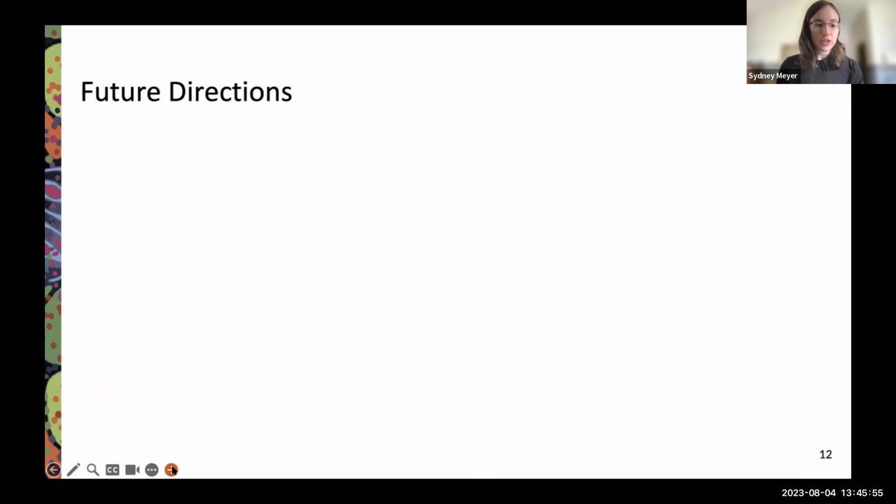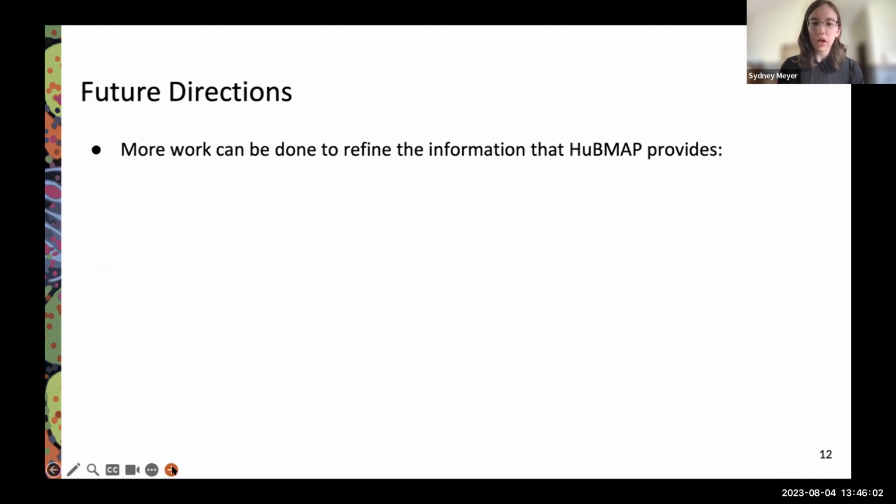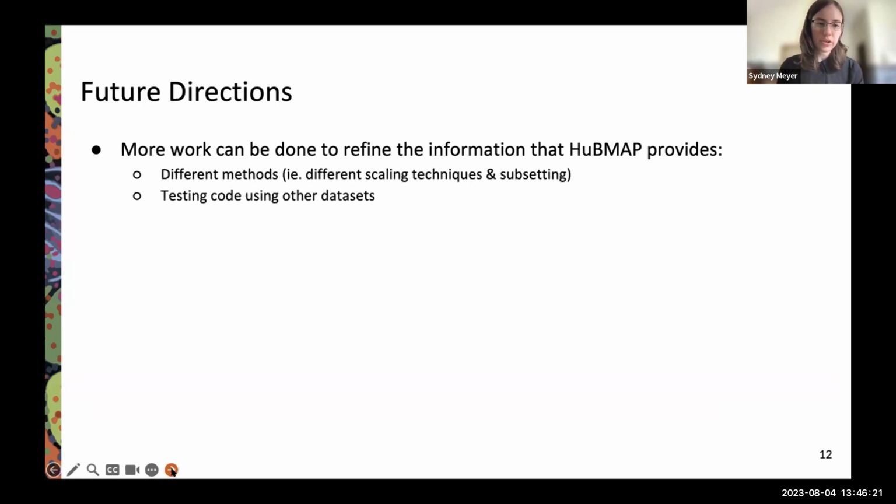For future directions that could be continued even after my work with the lab is complete, there's a lot more that can be done to continue refining this information, such as trying out all these different methods, like other scaling techniques, seeing the effects of subsetting, and focusing on only a few of the proteins out of the data set, which we have done a little bit of, but not much. Continuing to test using different data sets that are available on the HuBMAP data portal, searching for ways to benchmark quality, which can be a bit difficult as there is not much literature at this time on this particular subject.